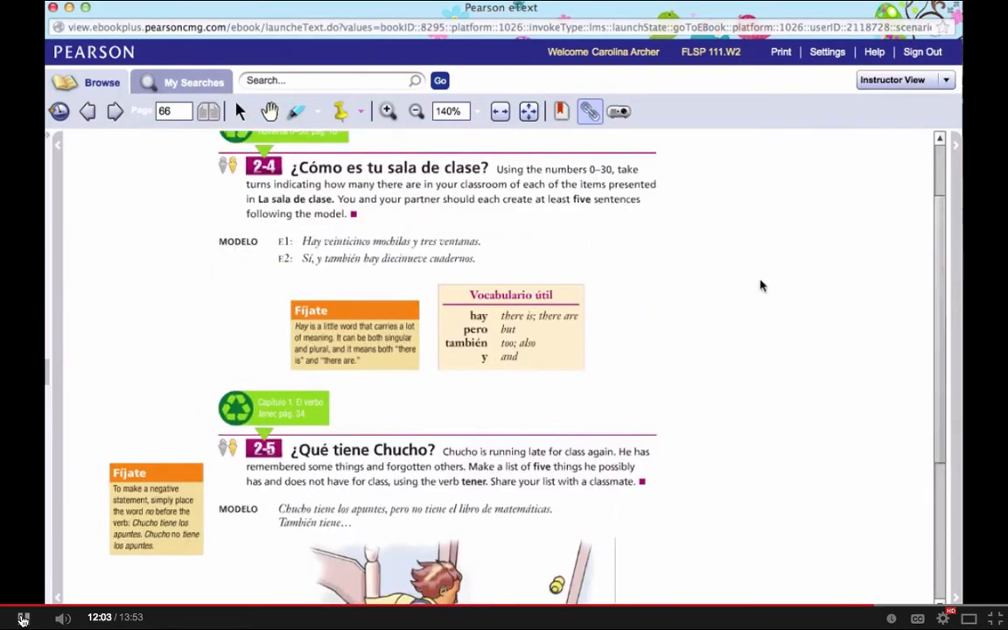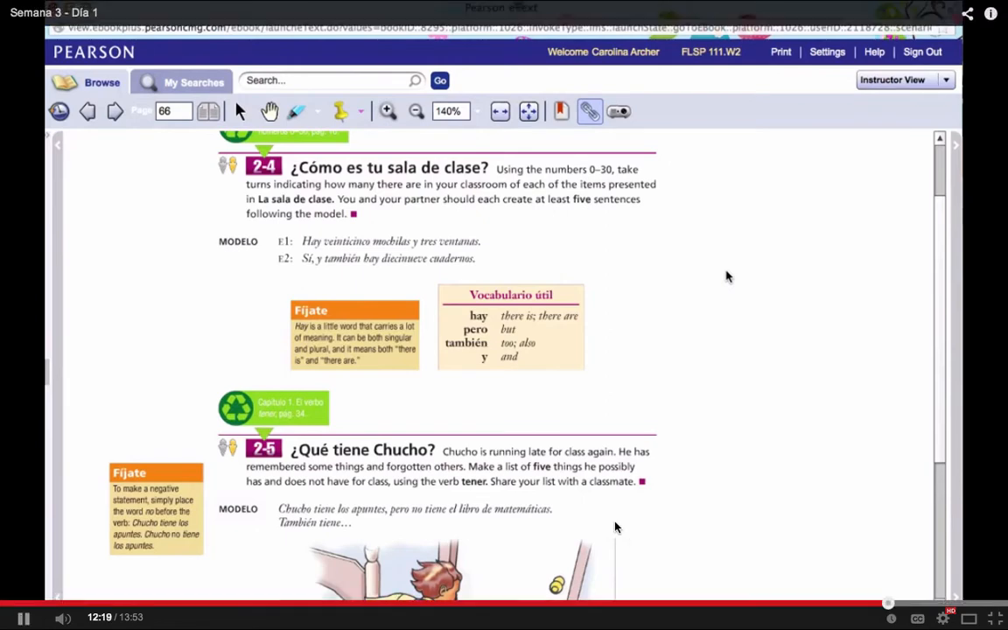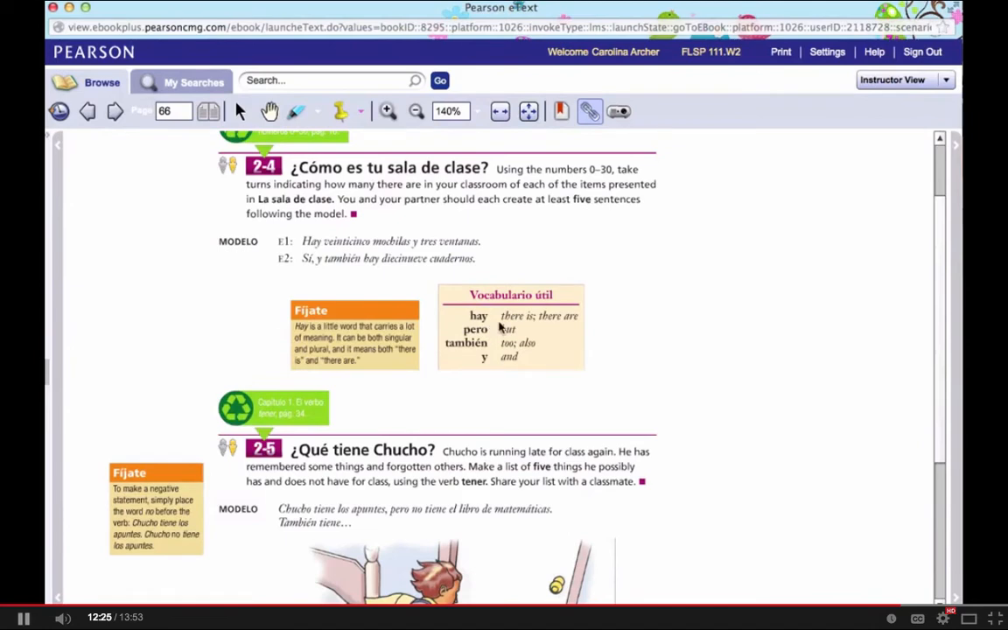Okay, some vocabulario útil, useful vocabulary. To describe the classroom, you usually say, well, there are 30 desks and there is a whiteboard. Okay, to express the idea of there is and there are, we use this little bitty word here, hay. The H is not pronounced. Hay. And hay means both there is and there are. So in English, you have 2 ways of saying it, depending on whether it's plural or singular.